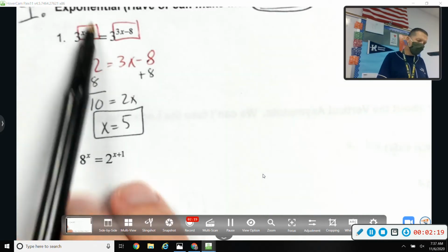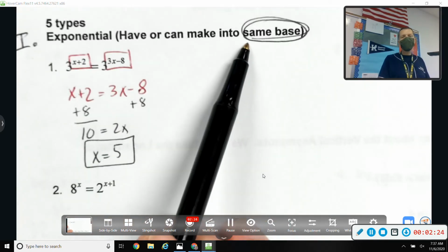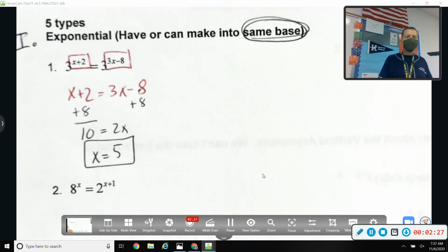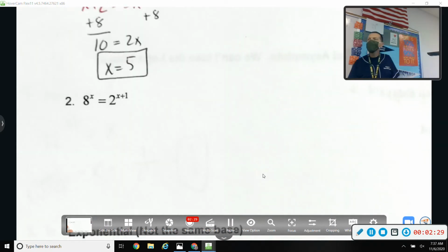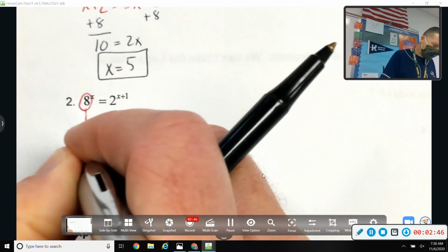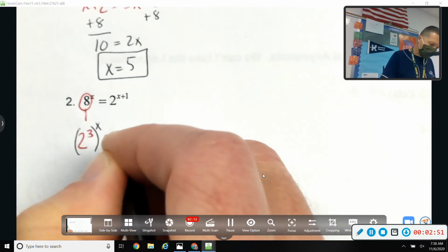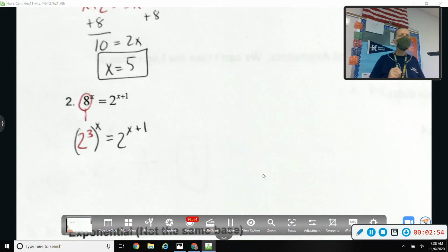All right, still in the Roman numeral 1, they either have the same base or you can make them into the same base. Well, number 2, it's not the same base, but is there a way I could rewrite 8? It is 2 times 2 times 2. Could I write it with an exponent? 2 cubed. So in place of the 8, I'm going to write 2 cubed. I need to be careful that x is still there. So I replaced 8 with 2 cubed.